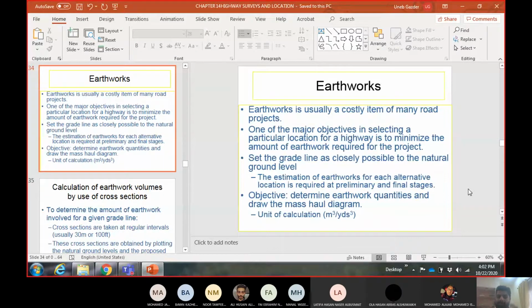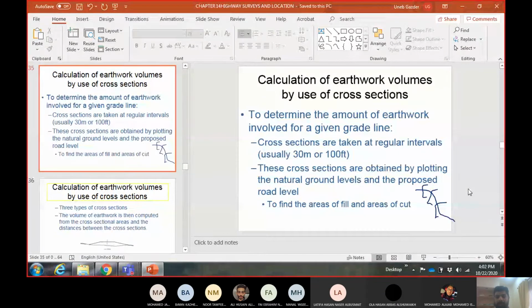So we have to minimize the cost of the earthwork, and so first of all we must know how to calculate it, right? If we don't know how to calculate, then how can you minimize it? Okay, so let us start with the calculation.